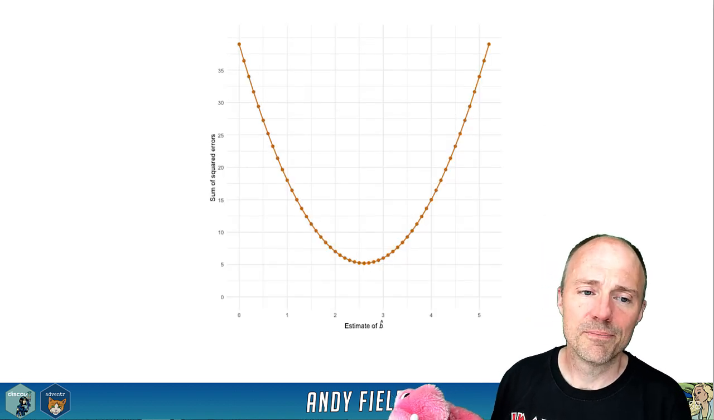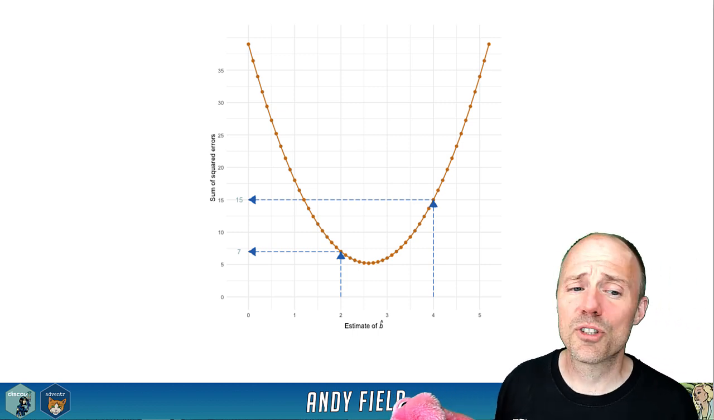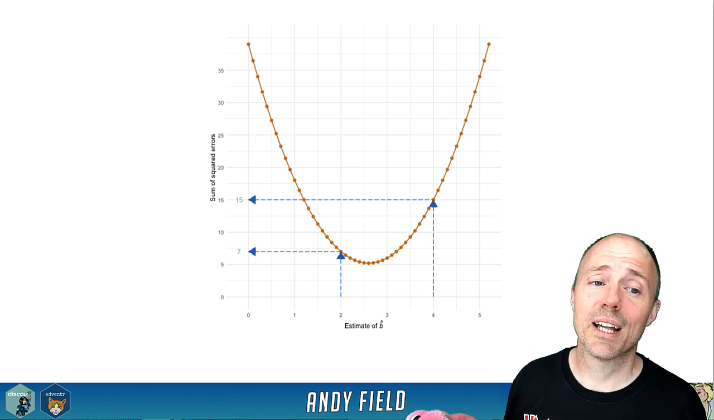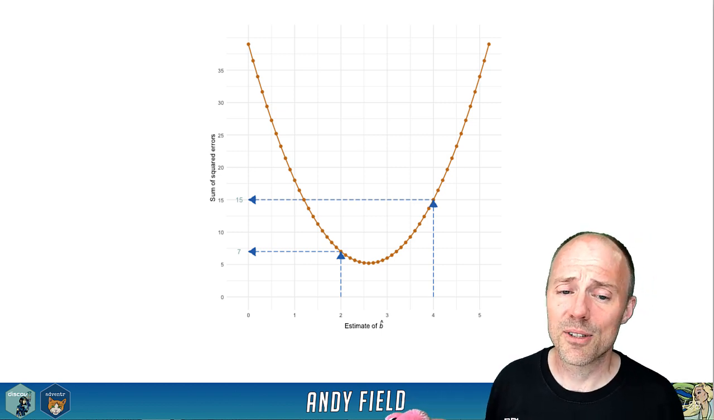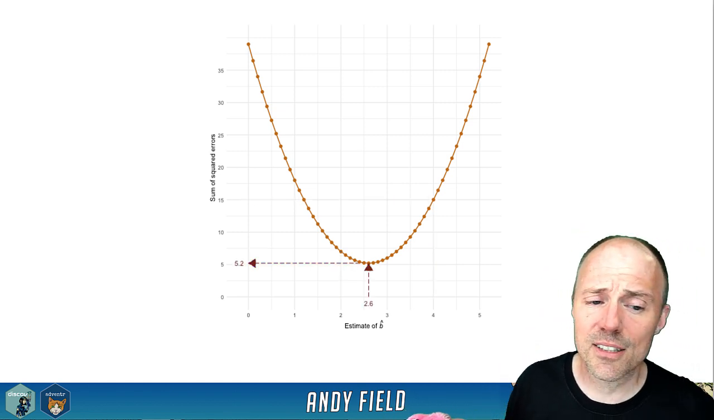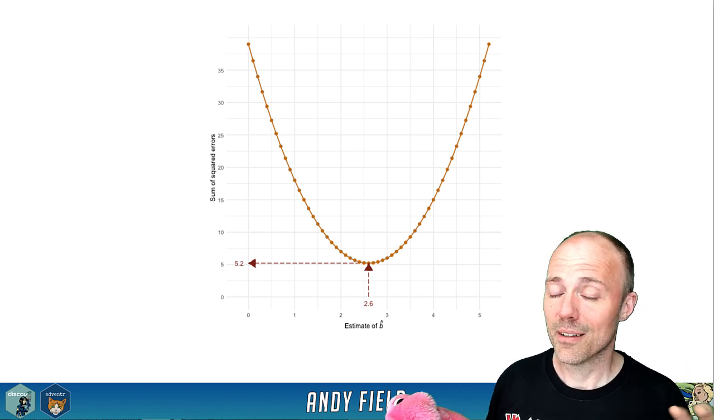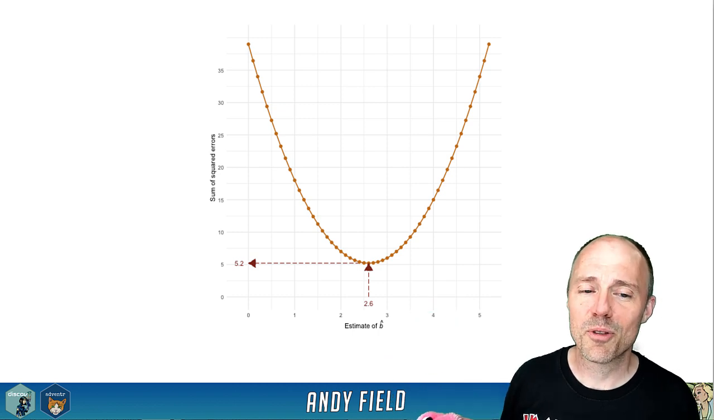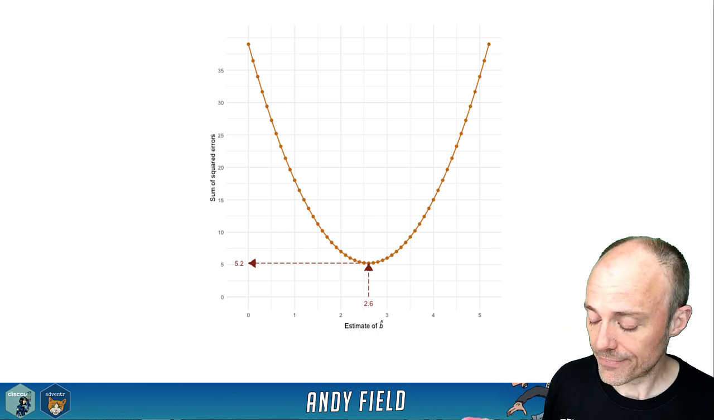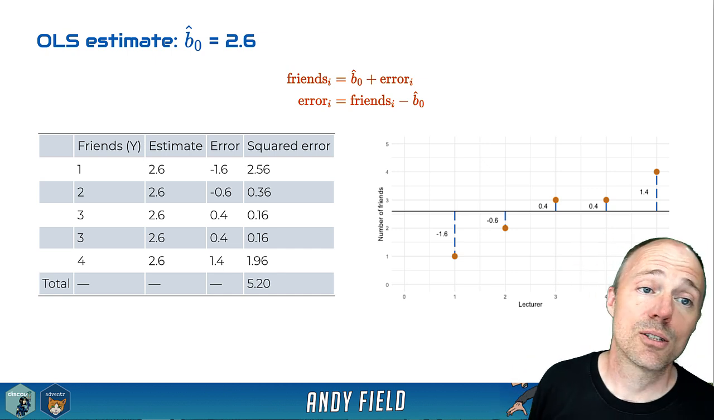So here's that curve, and here are the 2 values that we guessed. We guessed a value of 2, and that gave us a total sum of squared error of 7. We tried a value of 4, that gave us a total sum of squared error of 15. So those are the values. The question is, what is the value right down the bottom? And the value turns out to be 2.6. So this is the value of the mean, or the value of the parameter, that gives us the least sum of squared error. So this is an example of ordinary least squares estimation.